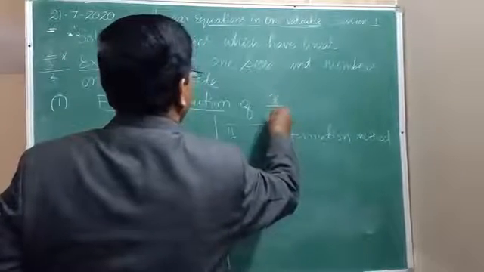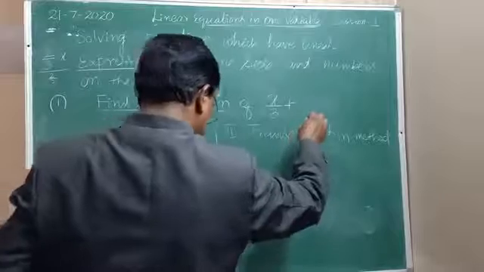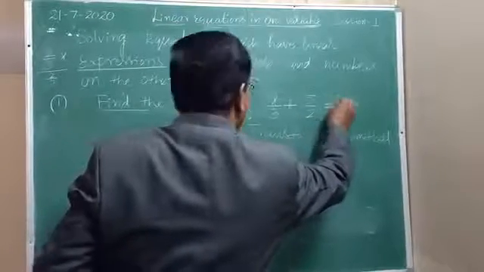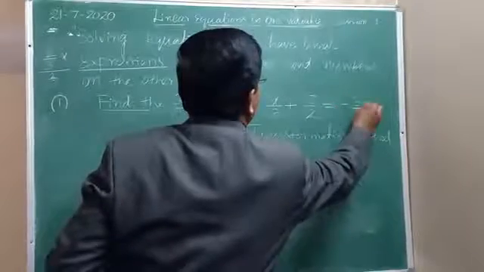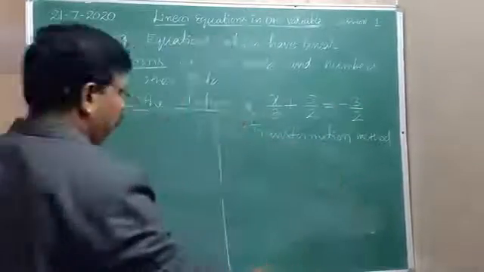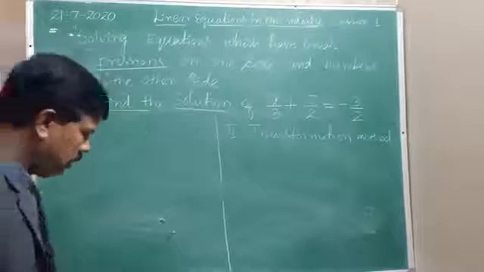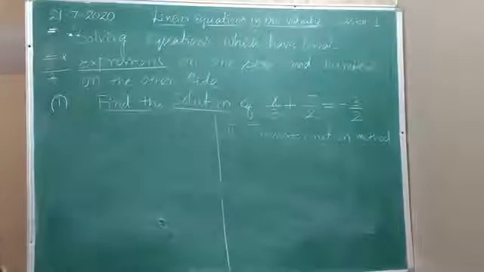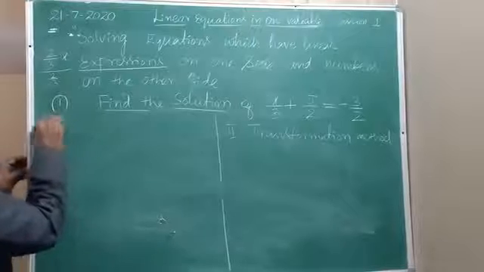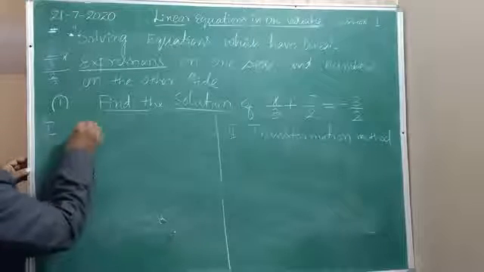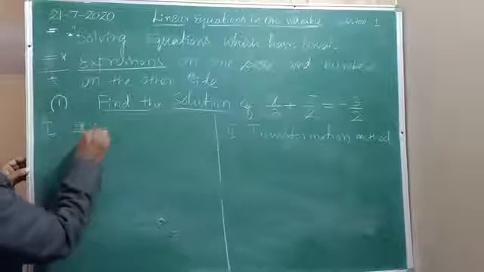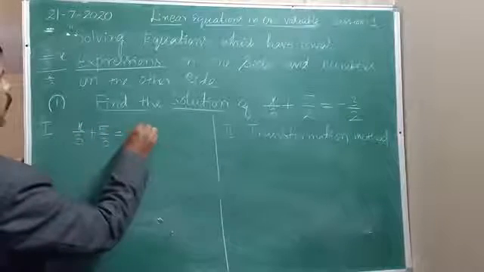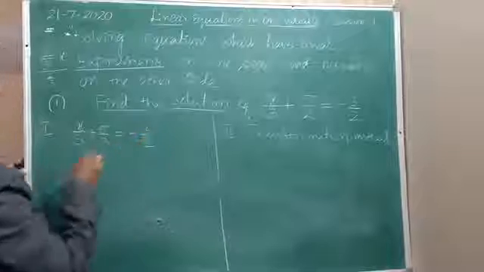x by 3 plus 5 by 2 equals minus 3 by 2. This is another example. Now in this first method, what is there? x by 3 plus 5 by 3 equals minus 3 by 2.